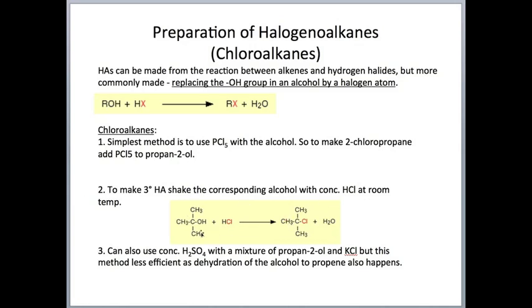So here is the example. We have the tertiary alcohol reacting with HCl. In this case, the OH group is kicked off and the Cl attaches to the carbon to produce the tertiary halogenoalkane, and we also get water. We can also use sulfuric acid with the mixture of propan-2-ol and KCl, but this method is generally less efficient because dehydration of the alcohol to propene also takes place at the same time.